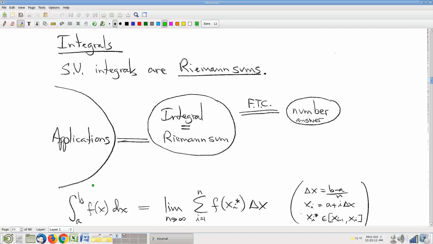Here's what we were talking about last... Well, it's what we've been talking about for the last few days. Let me say that: integrals. We spent a little bit of time as a reminder talking about single variable integrals. Let's not forget the big point: single variable.